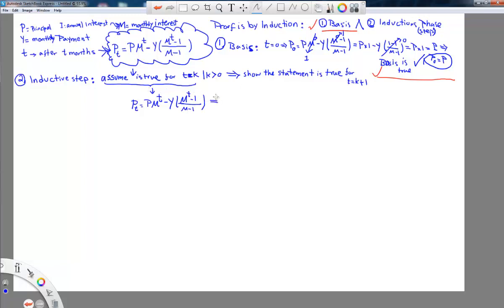Then what I want to show, which I don't know yet, is that P sub t plus 1 is equal to P m to the t plus 1 minus y times m to the t plus 1 minus 1 over m minus 1. Is this true? This is what I want to prove. This is my induction step.